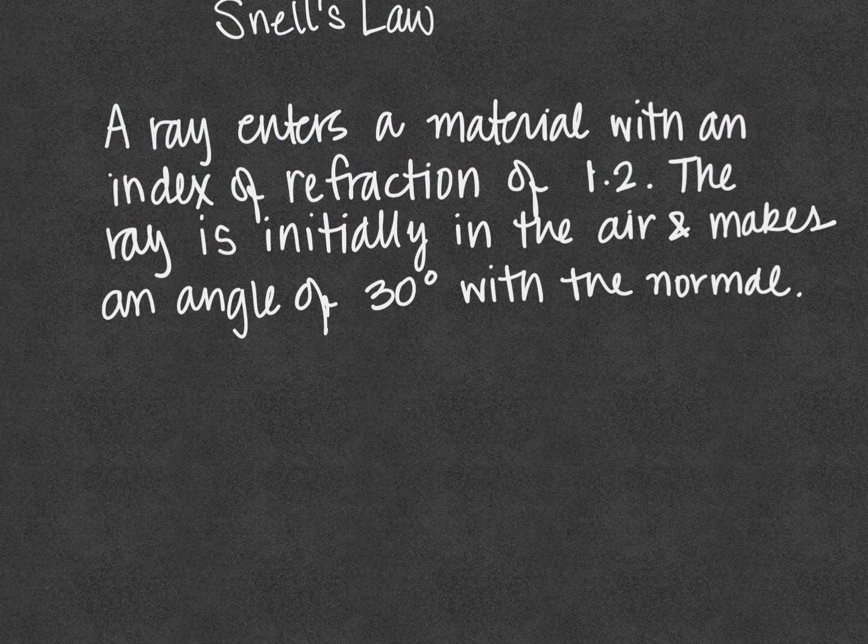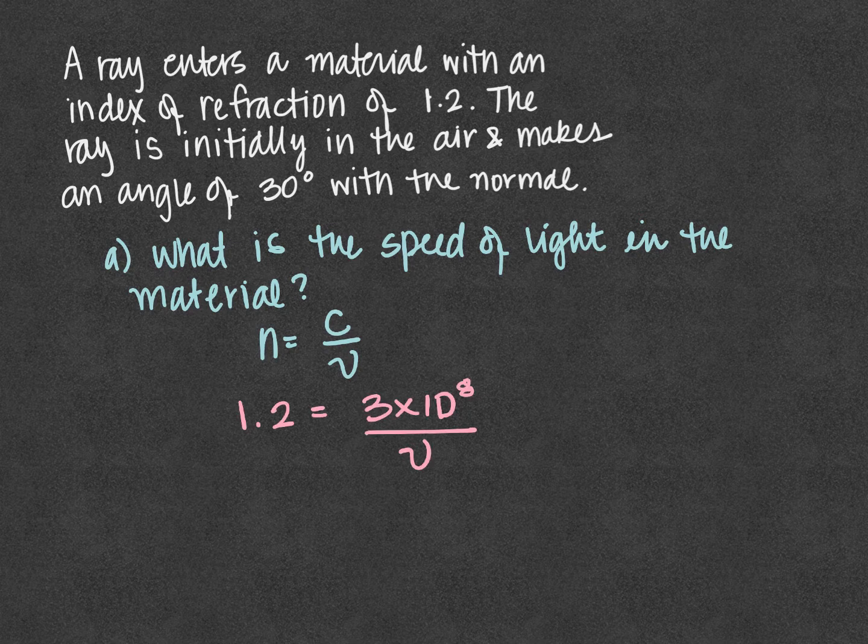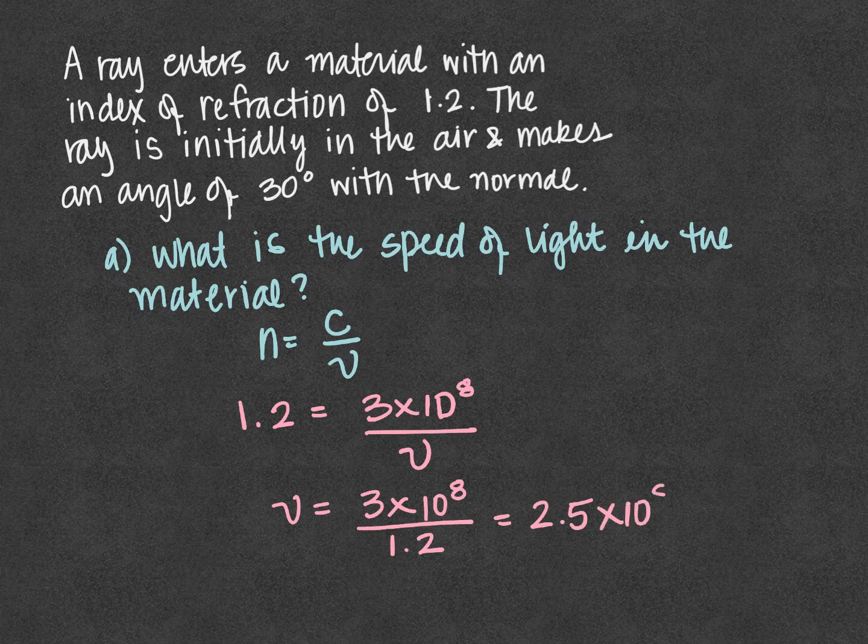So let's try this. A ray enters the material with an index of refraction of 1.2. The ray is initially in the air and makes an angle of 30 degrees with the normal. What is the speed of light in the material? Using N equals C over V, we can substitute and find that the speed of light in the material is 2.5 times 10 to the 8 meters per second.